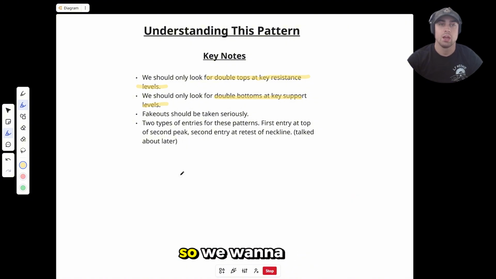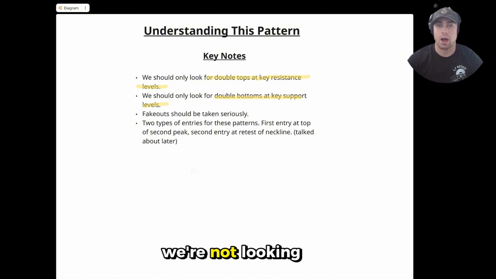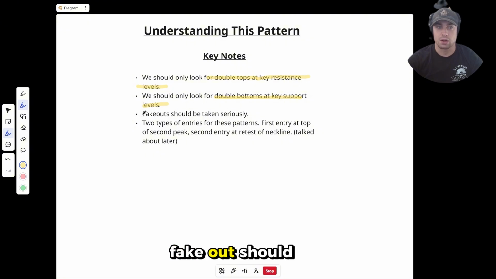Okay, so we want to look for the resistance or support level on a higher time frame. If I look at the 4-hour and I see a support or a resistance, I'm going to jump down to the 30-minute or 15-minute time frame, and I'm going to look for a double bottom to be formed on there. Okay, that is critical. We're not looking for a double bottom or a double top formed on the same time frame we drew the support or resistance. Fake out should be taken seriously.